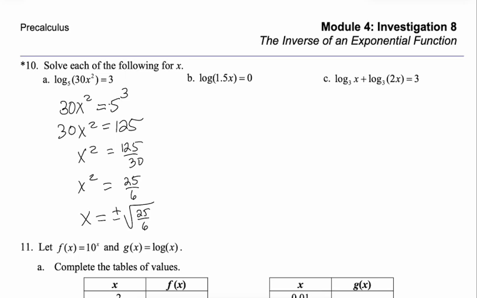Let's take a look at this one. In B, we don't see our base. What's our base? If it just says log, if we don't see our base, what's our base? It's a 10. Let's throw a 10 on there.